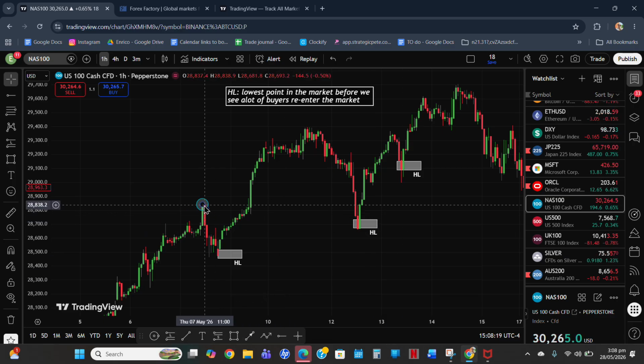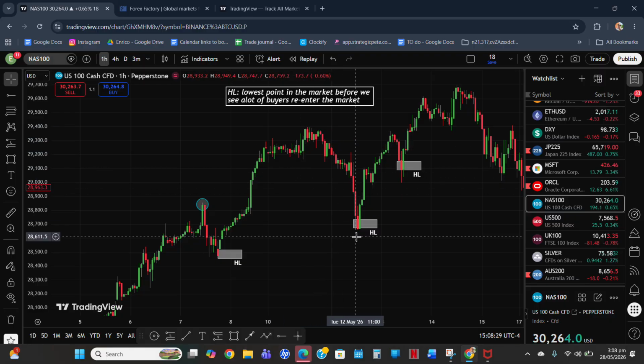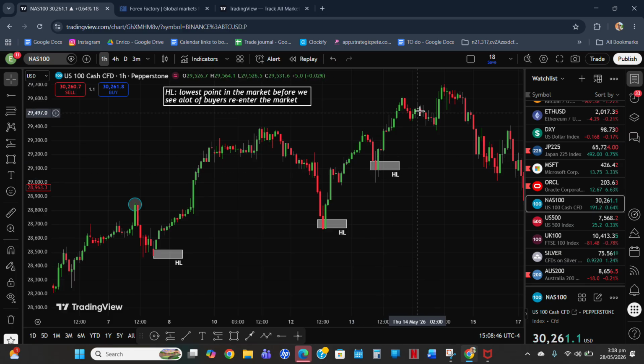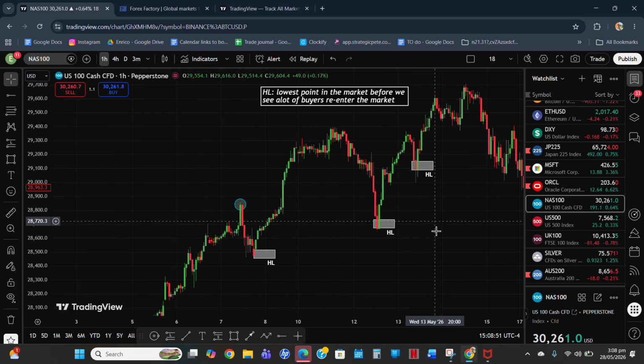But yes, remember, we had a big drop, then we created a higher low. This is the lowest point where buyers re-enter the market and push up price. We had another big drop, and then this is the lowest point before we see a lot of buyers re-enter the market, pushing price up. This is kind of a big drop, but not a seriously big drop. But we could also still say this is a higher low, right? And then we went back up, buyers re-enter the market, and we continue pushing up. Now, that is how you identify your higher lows.